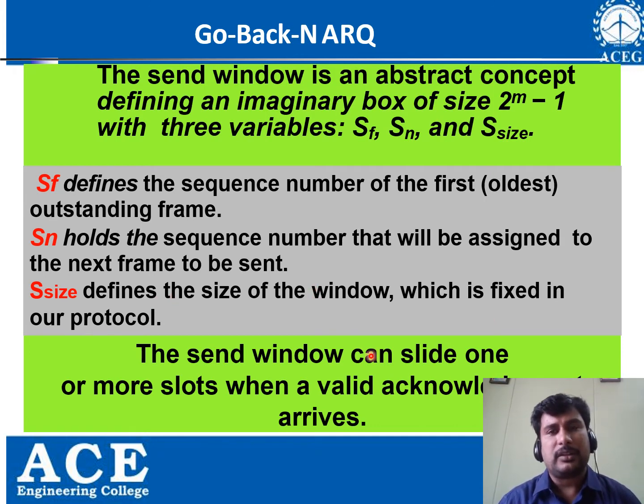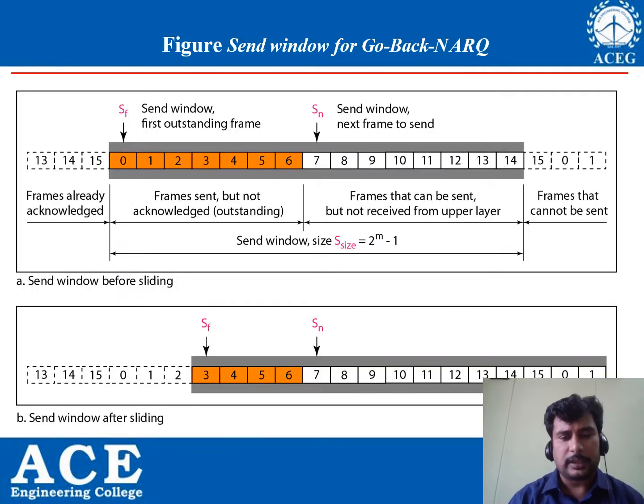Now, as some of the frames which are already transmitted receive the acknowledgement, the sender window can slide by one or more slots, and accordingly we will have new values of SN and SF, which we will look at in the next slide. Let us look at the sender window for a Go Back N automatic repeat request protocol.